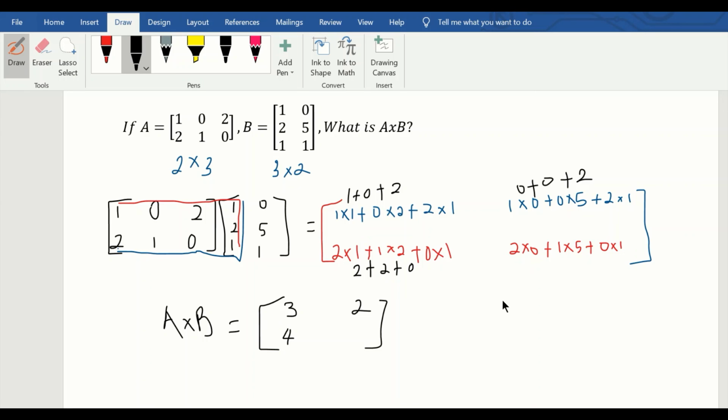So for the last element, 2 times 0 is 0, plus 1 times 5 is 5, and plus 0 times 1 is 0. So that gives us 5. So here is our final answer. As you can see, our final matrix is a 2 by 2 matrix.